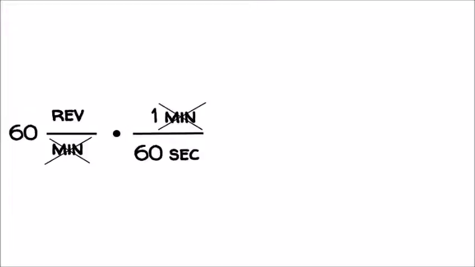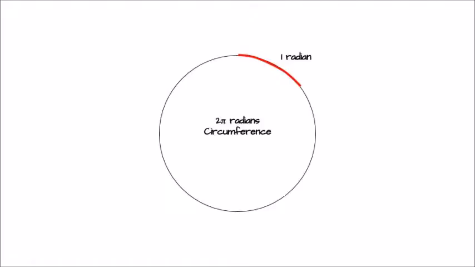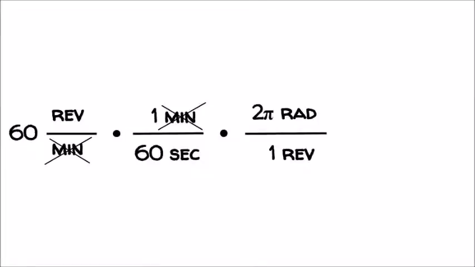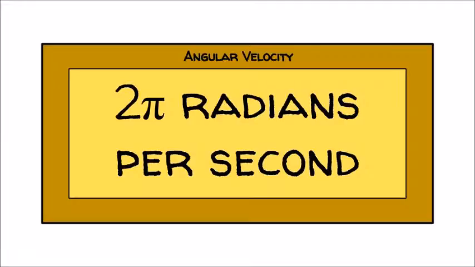We know that the car has 60 revolutions a minute. First, we need to convert the minutes into seconds for dimensional analysis, so we'll multiply it by 1 minute over 60 seconds. It's important to note that 1 revolution refers to 1 full circle, or 2 pi radians. This means that we can multiply the value by 2 pi radians over 1 revolution. Once we multiply this out, we find that the angular velocity is 2 pi radians per second, which means that the car rotates 2 pi radians every second.